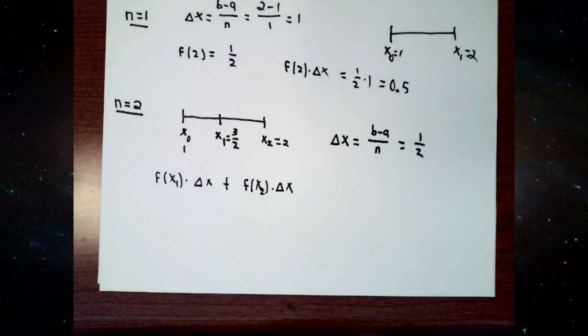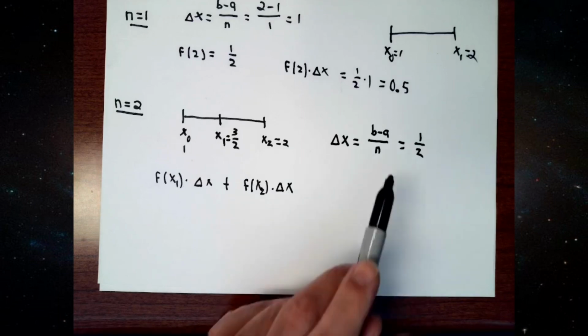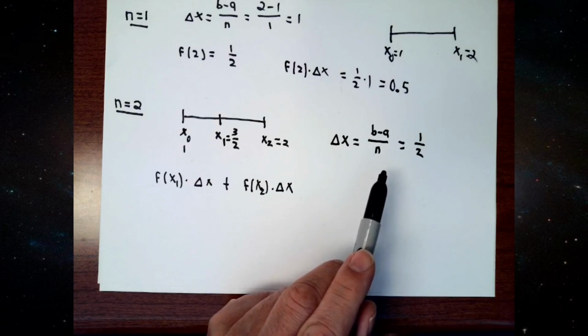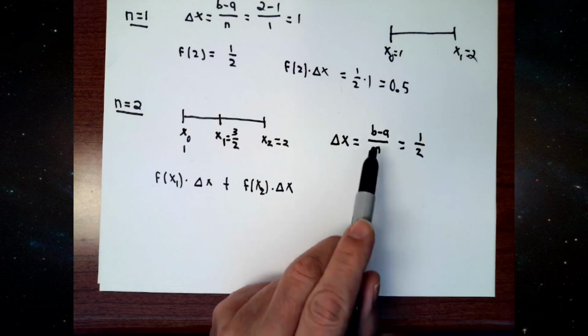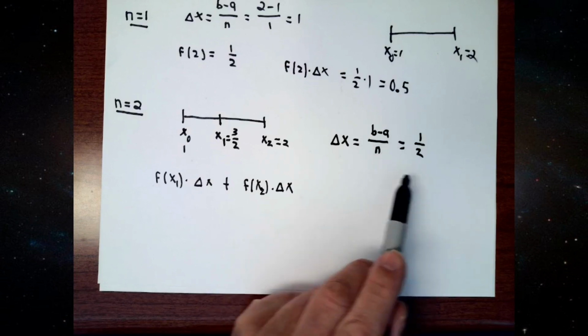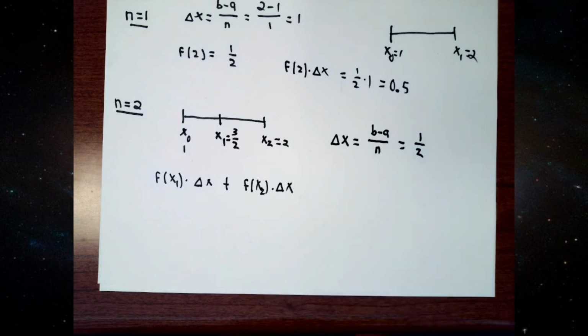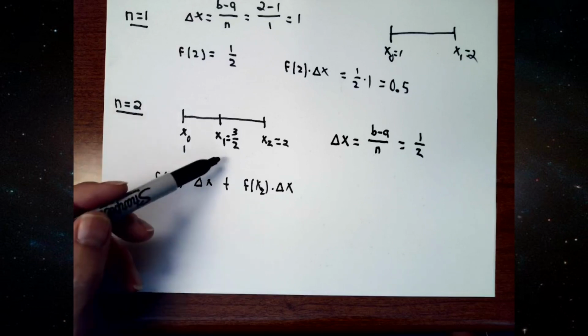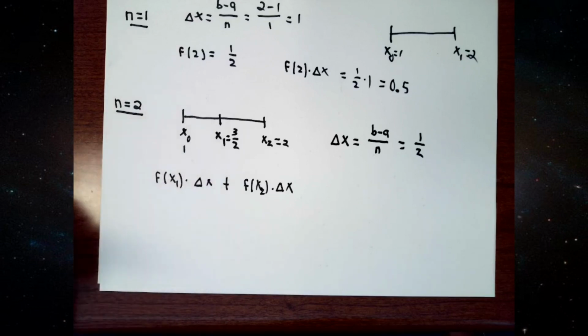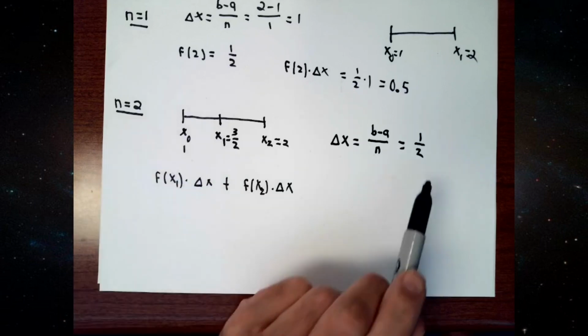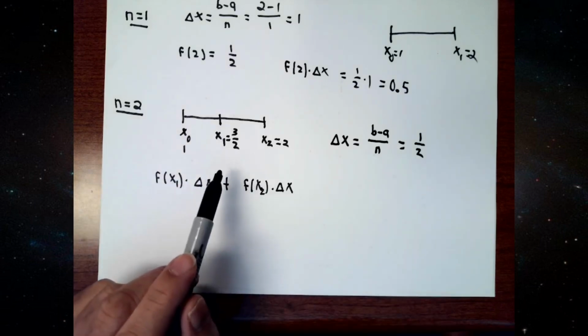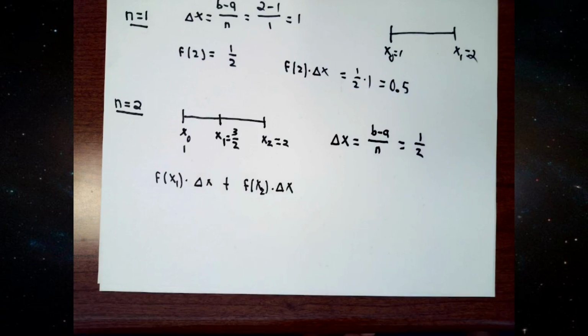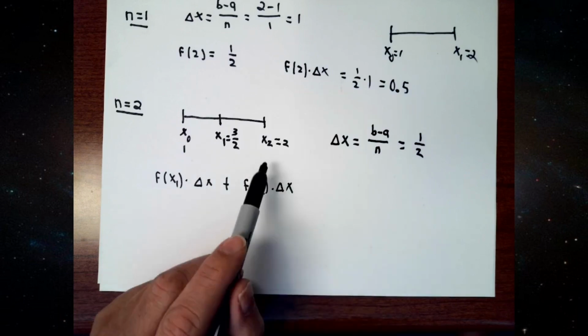For the n equal 2 case, delta x will be b minus a over n. 2 minus 1 over n, which is now 2. Delta x will be 1/2. x0 will be 1. x1 will be delta x more than that, 1 plus 1/2, which is 3/2. And x number 2 will be 2.